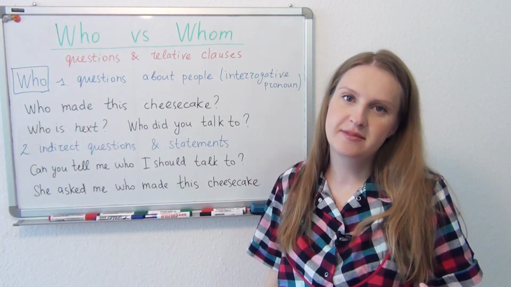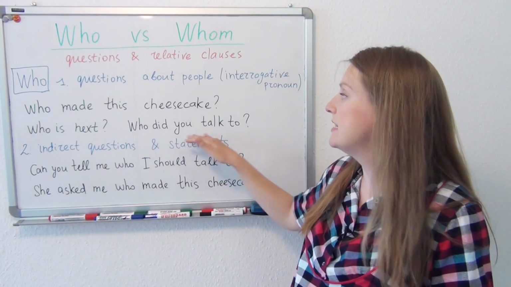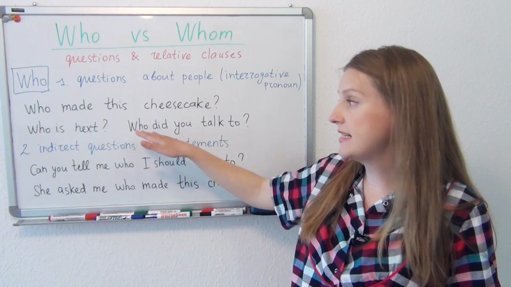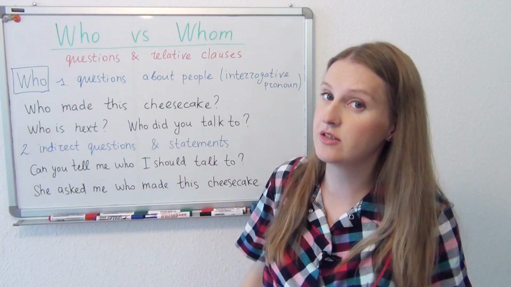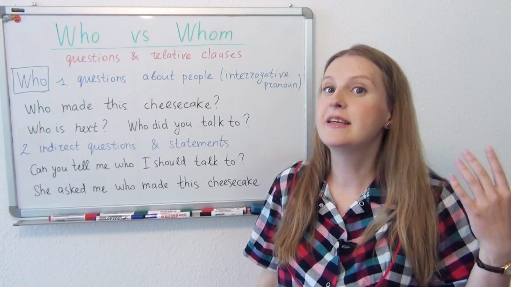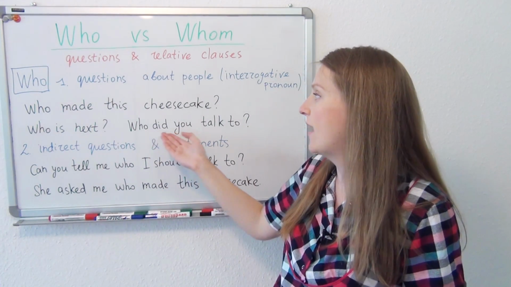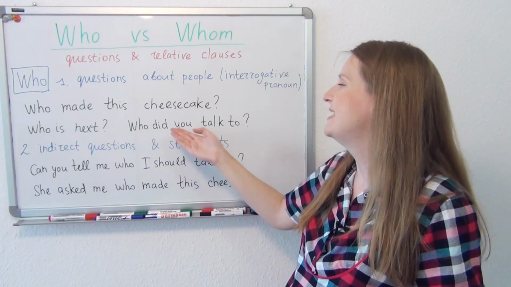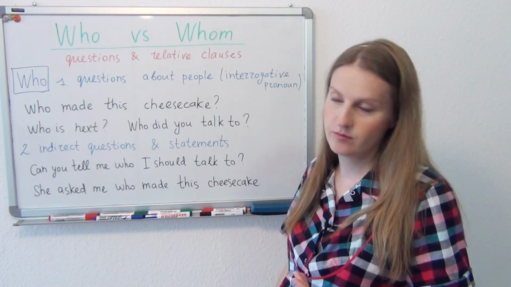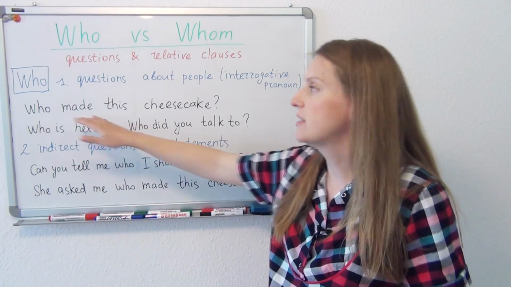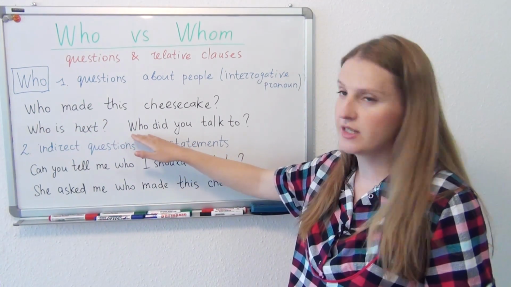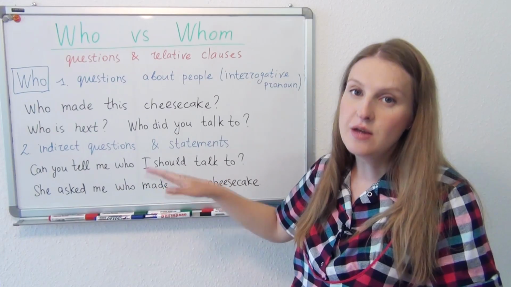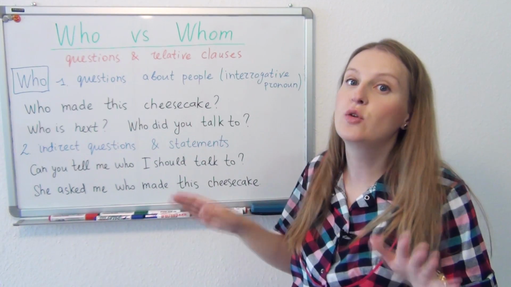Who is next? Who did you talk to? And here, who is the object of the sentence rather than the subject. And that's why we have inversion here, because the subject is you. Who did you talk to? So, who can be the subject or the object. But anyway, we ask questions about people.